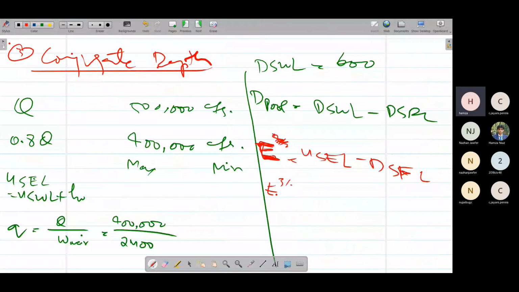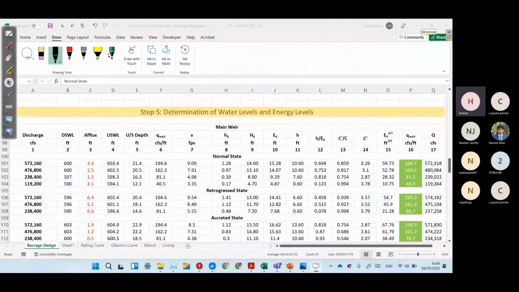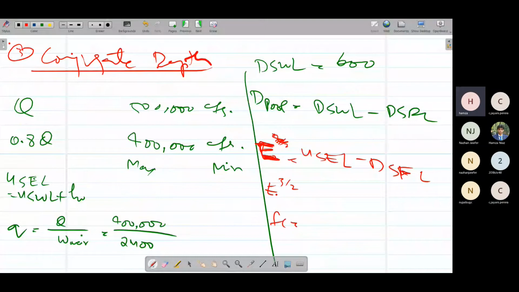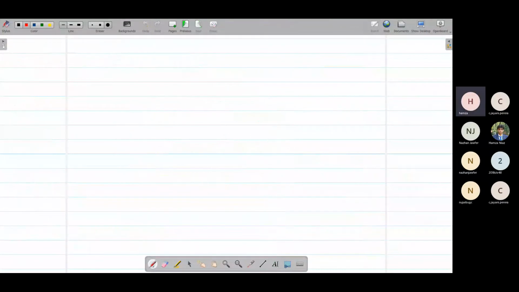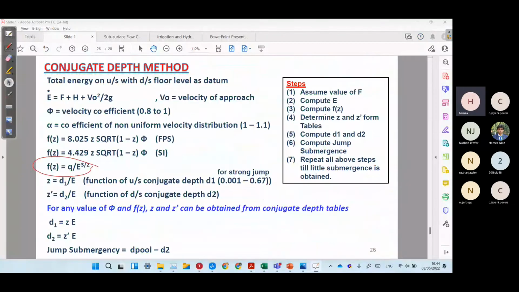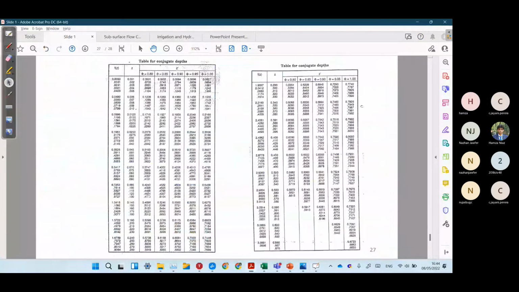Simply E raised to power 3 by 2. Why? Because in the formula we have this thing: f(z) is equal to Q over E power 3 by 2. So our function of z would be Q over E raised to power 3 by 2. For this f(z) value, for example, our f(z) value was approximately 1. So for f(z) value of 1, we have to go to this table and check.